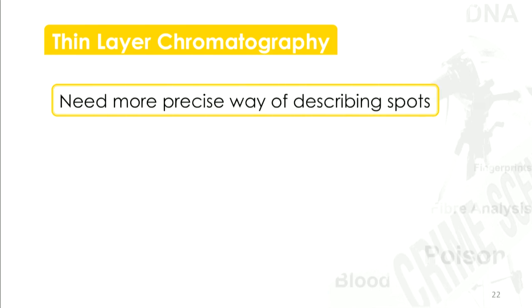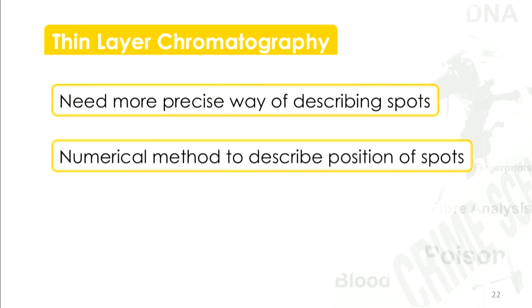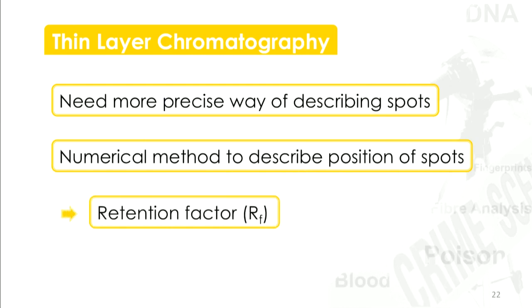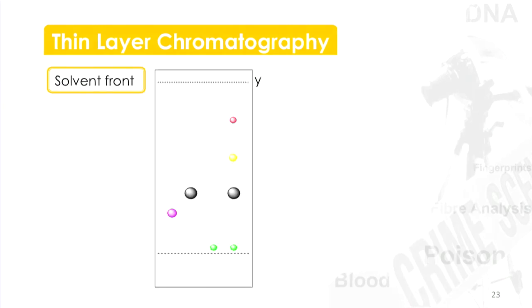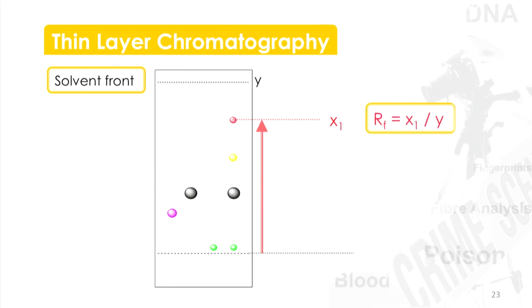Now, when we're discussing TLC, it's not good enough to say, oh, the spot up there or the spot down there. What we really need is some numerical method to describe the positions of the spots. And what we use is a number called the RF, which is the retention factor. And the RF is very simple to calculate. You measure the distance moved by the solvent on the TLC plate, we'll call that Y, and you measure the distance moved by the spot, and we measure to the center of the spot, and we call this distance X. Then the RF of that particular compound is defined as X divided by Y.